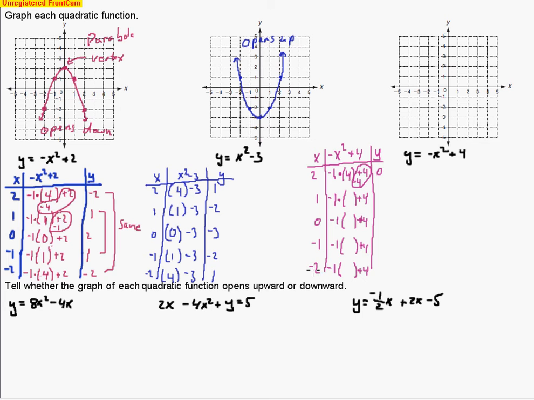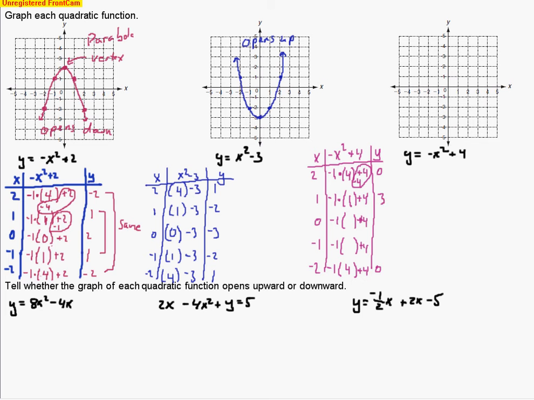So if you plug in -2 for x, you square it, you get 4. And -1 times 4 makes -4. 4 plus -4 makes 0. And so when I plug this one in, I have 1 squared. 1 squared is 1, but I need to multiply by negative, which gives me -1. -1 plus 4 gives me 3.